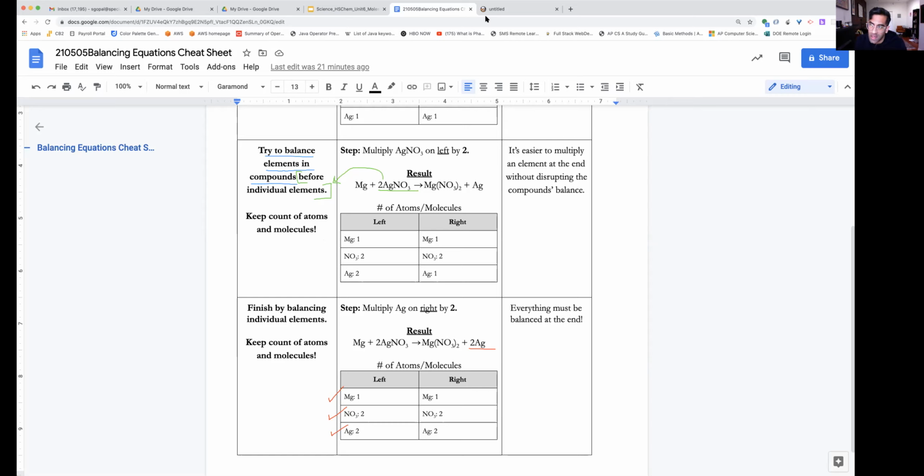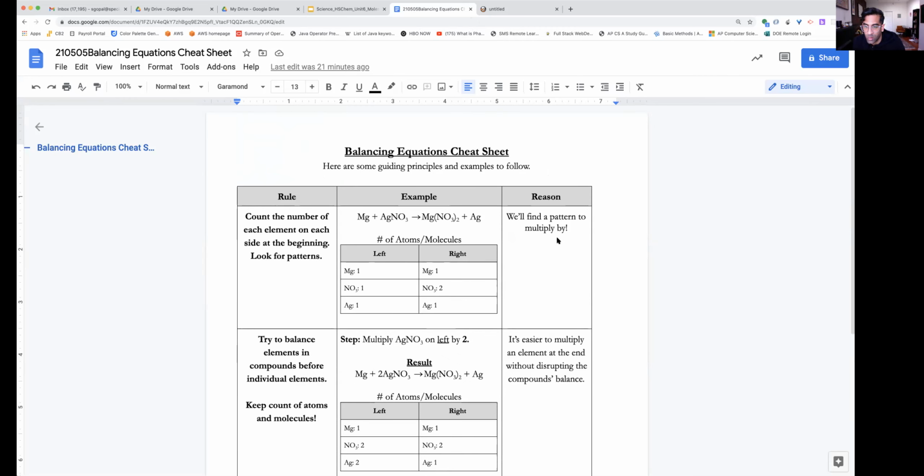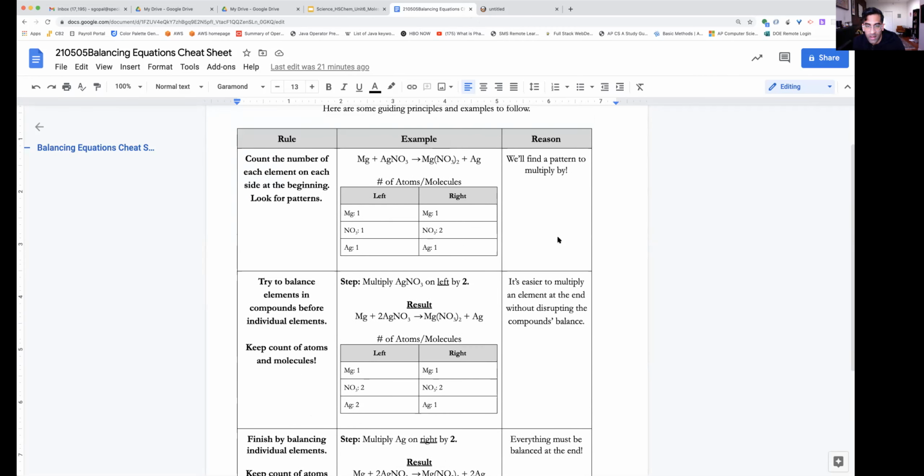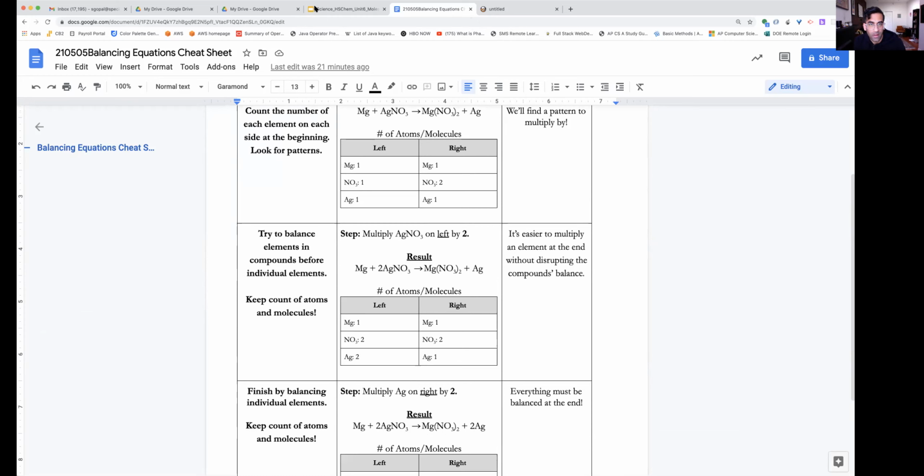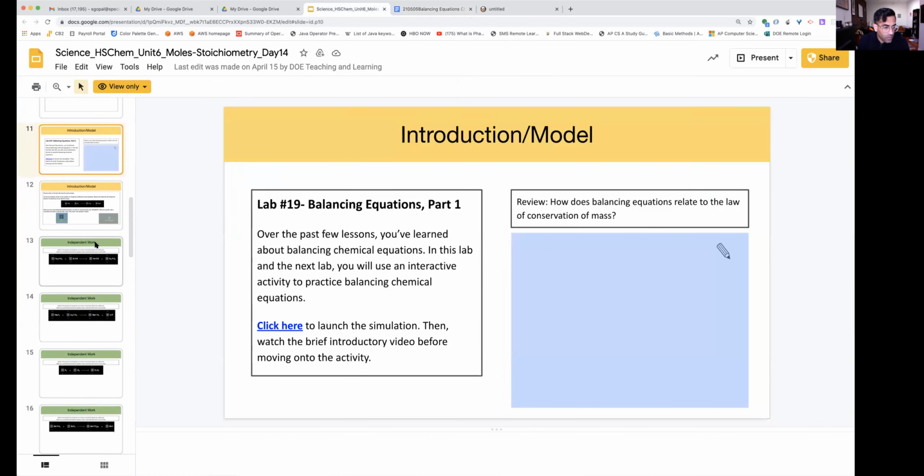Hopefully this cheat sheet is helpful to you. Keep the principles on the left-hand side of the table in mind, as well as the explanations on the right as you're trying these problems. And we're going to try one more together. Again, you've got this guide to help you out. So let's take a look.